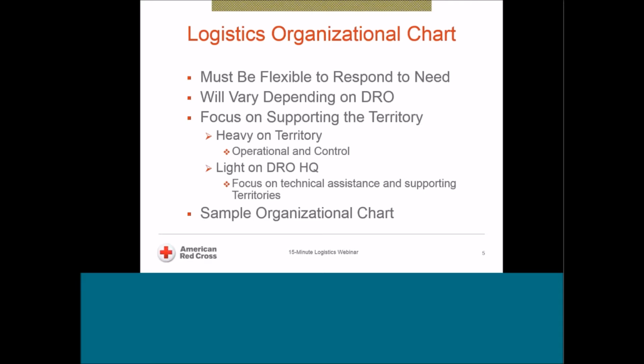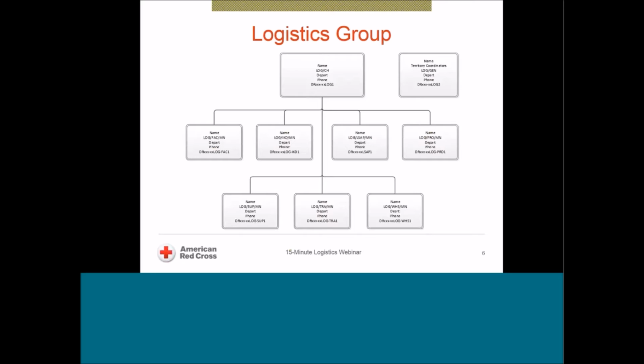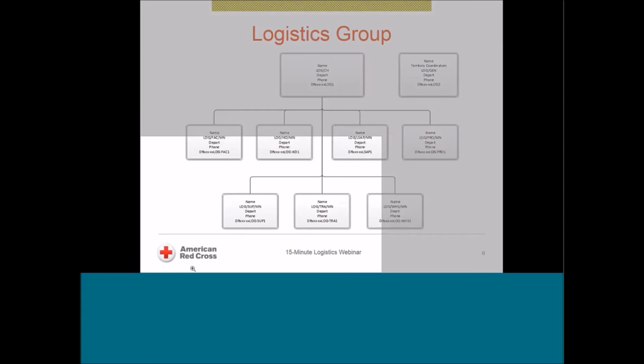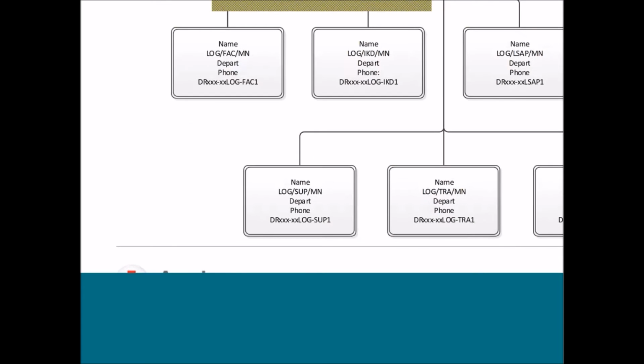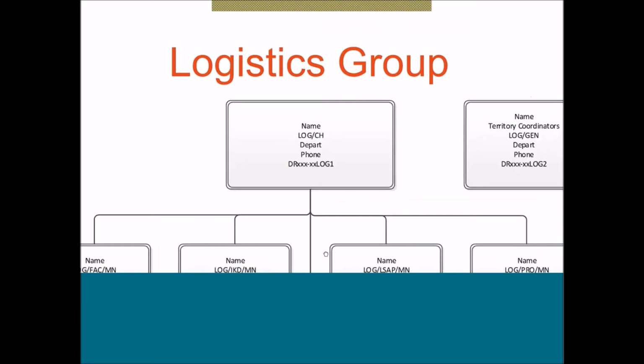So now I'd like to go in and show you a sample organizational chart. This is the logistics group. And again, this is just a sample. It's not firm and fast that it has to be this way. This is what I've used on past DROs, and I'll just want to highlight this. This is the organizational chart, and it starts off here at the very top with a logistics chief.